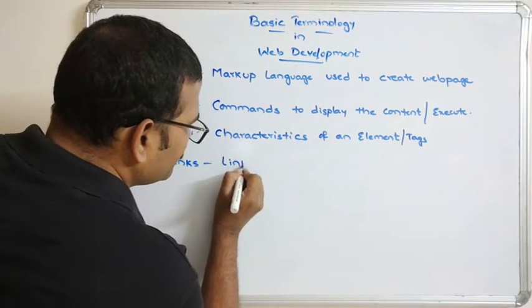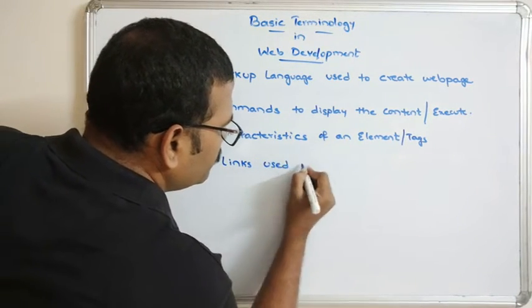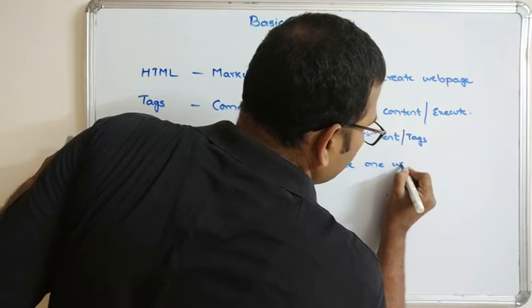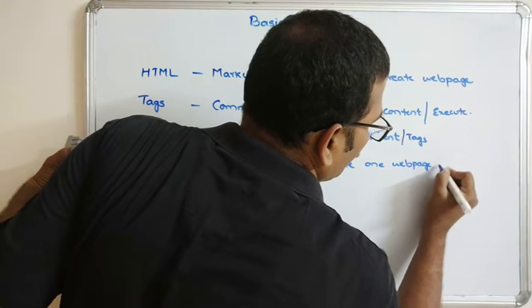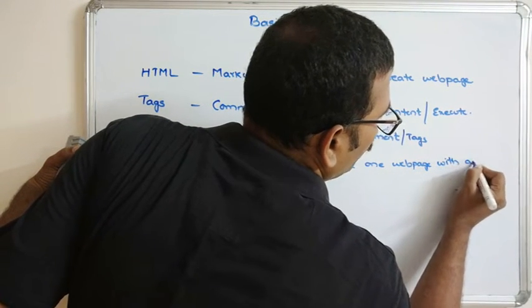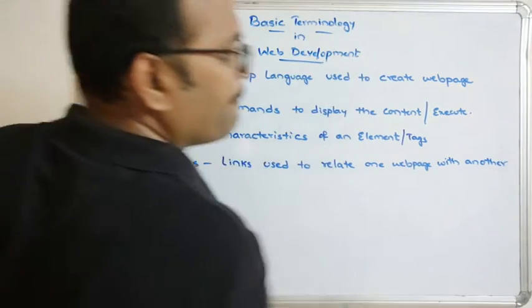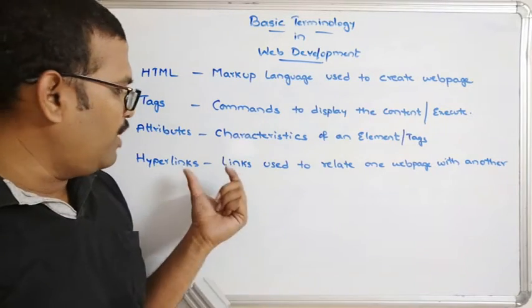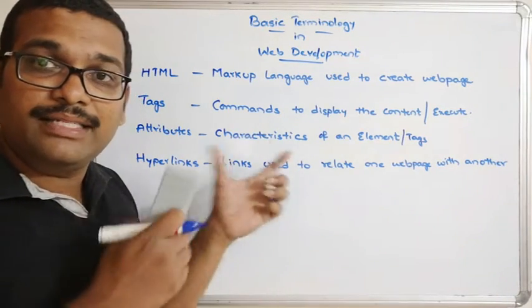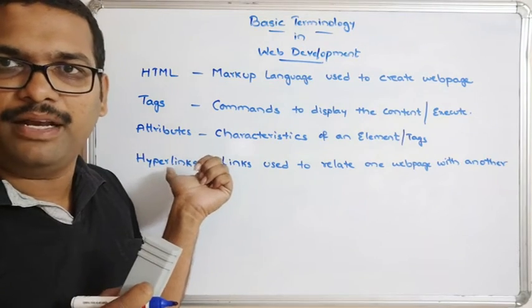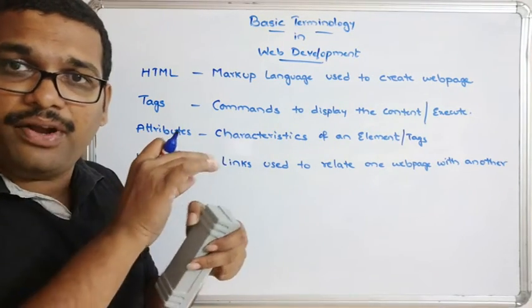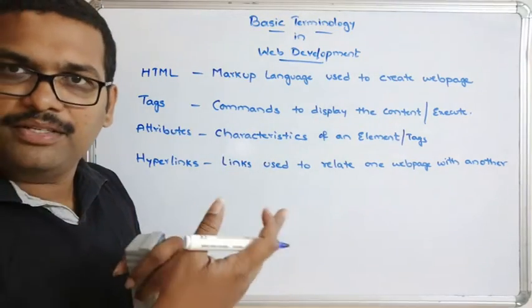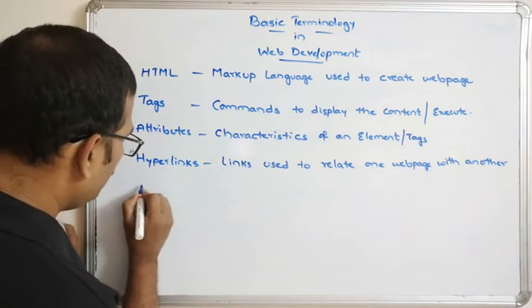So these are the links used to relate one web page with another. So we will be finding different links in a website. If you click on that link, automatically it will be redirected to another web page. So that is this one.